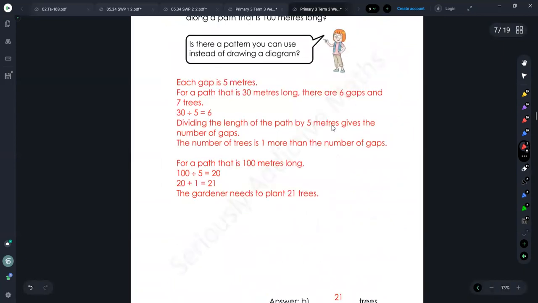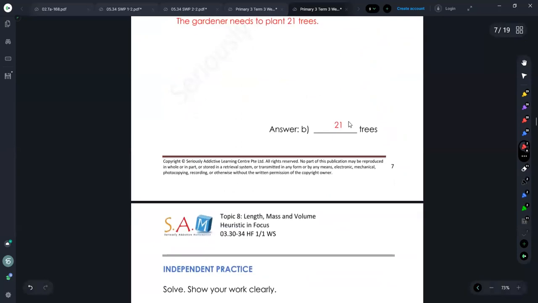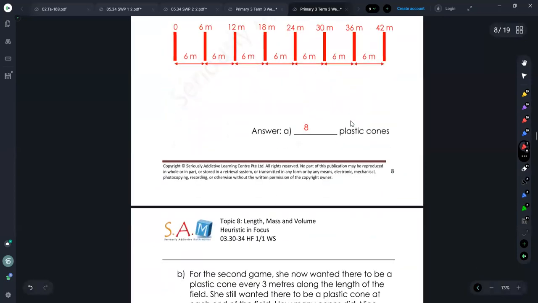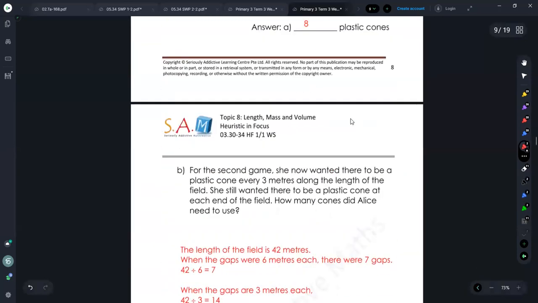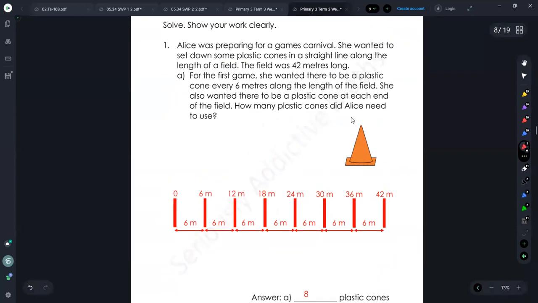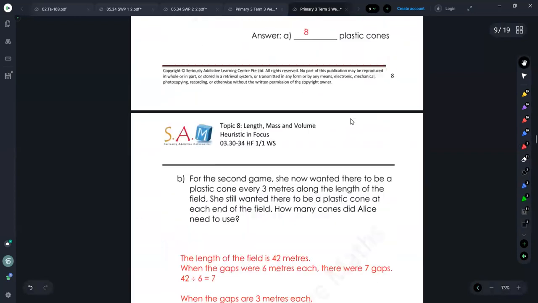And then you may intervene, and I think you should, even if there are students who get it correct. Explain how you do it, which is 100 divided by 5, and then you add this one. After that, you may get them to do one independent practice on their own, maybe the first one.